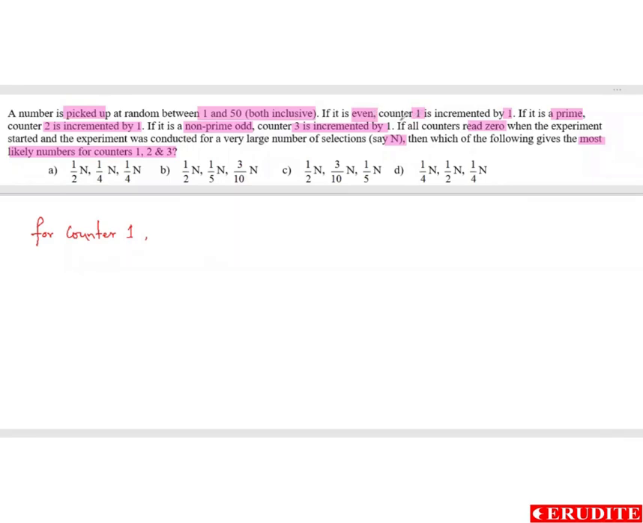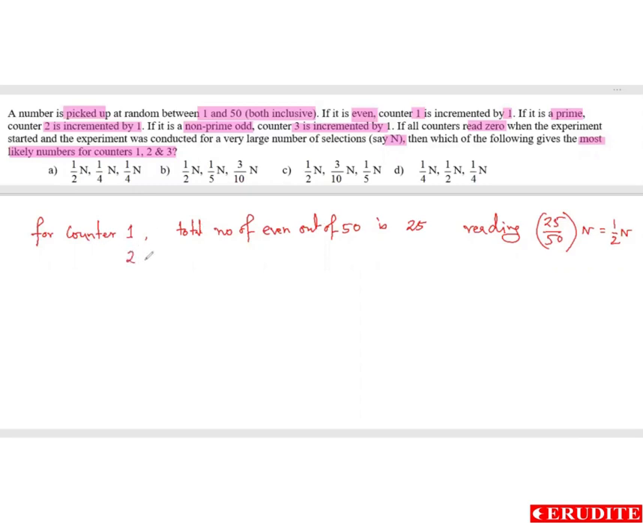And the entire set of even, the total number of even out of 50 is 25. Hence the reading will be 25 by 50 fraction of n. So it is nothing but half n.